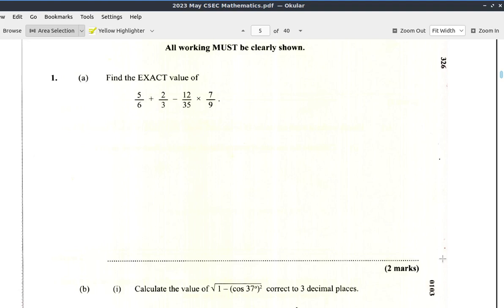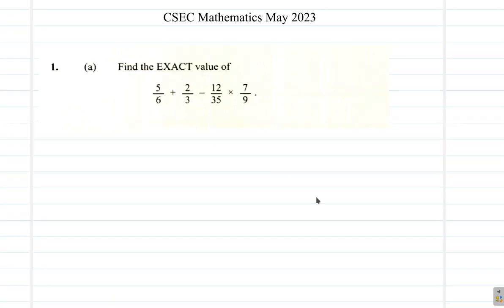2023 May CSEC Mathematics Paper 2. We have question 1 here. This is a fractions question. So, we see how it goes. Now, I'm going to go over to the screen and see what's going on.